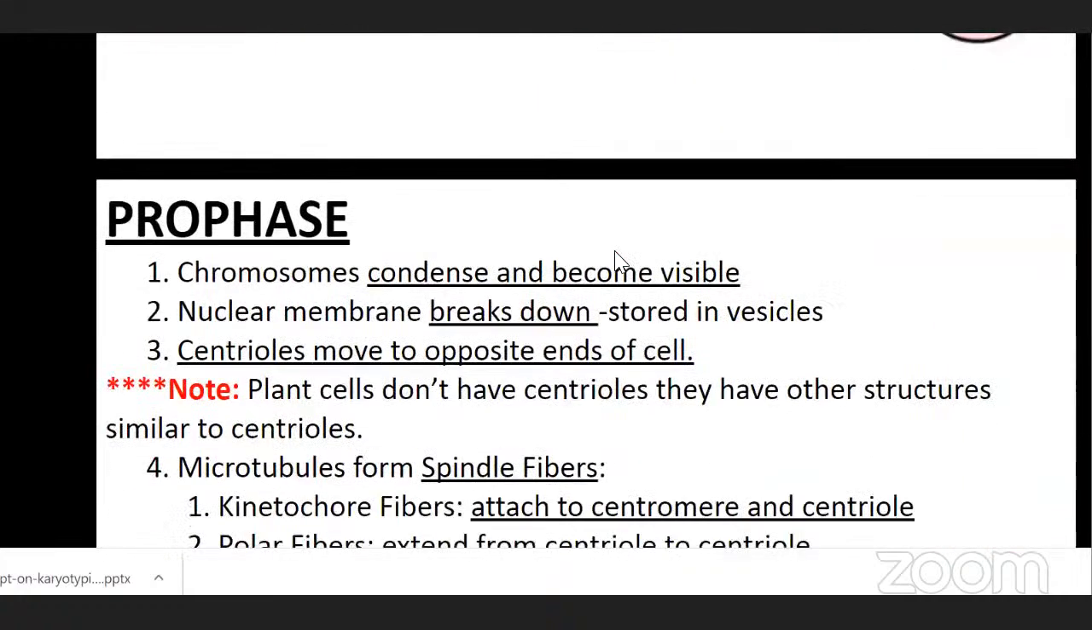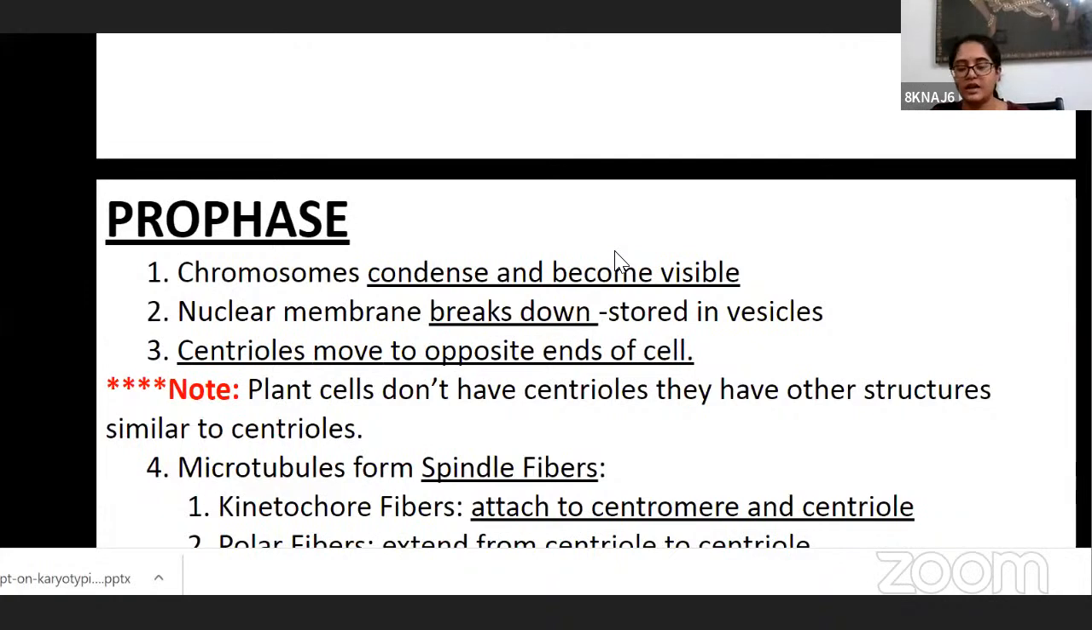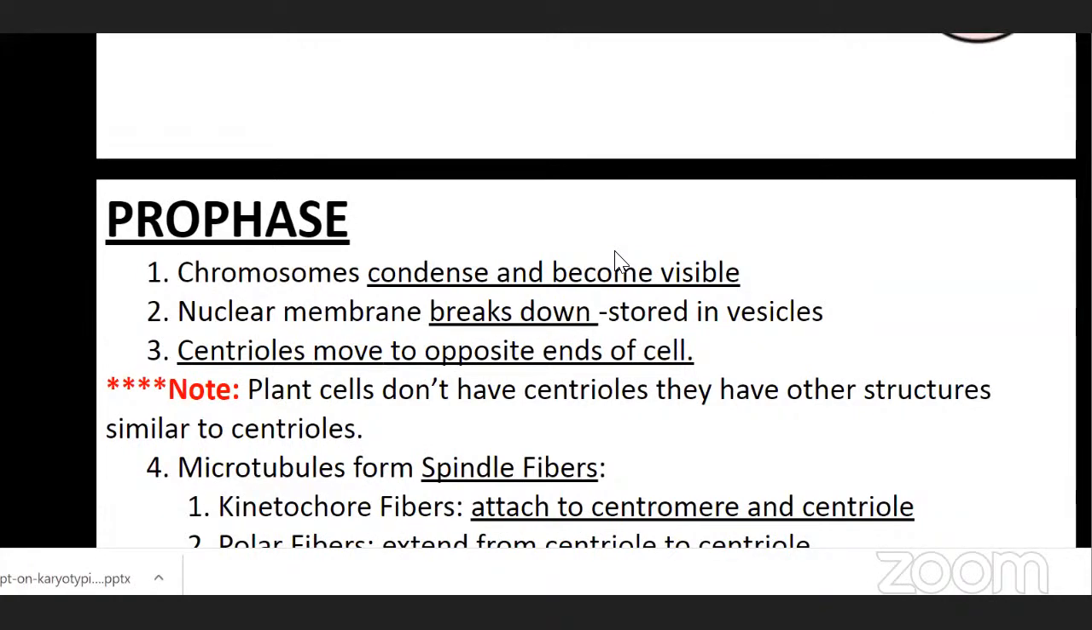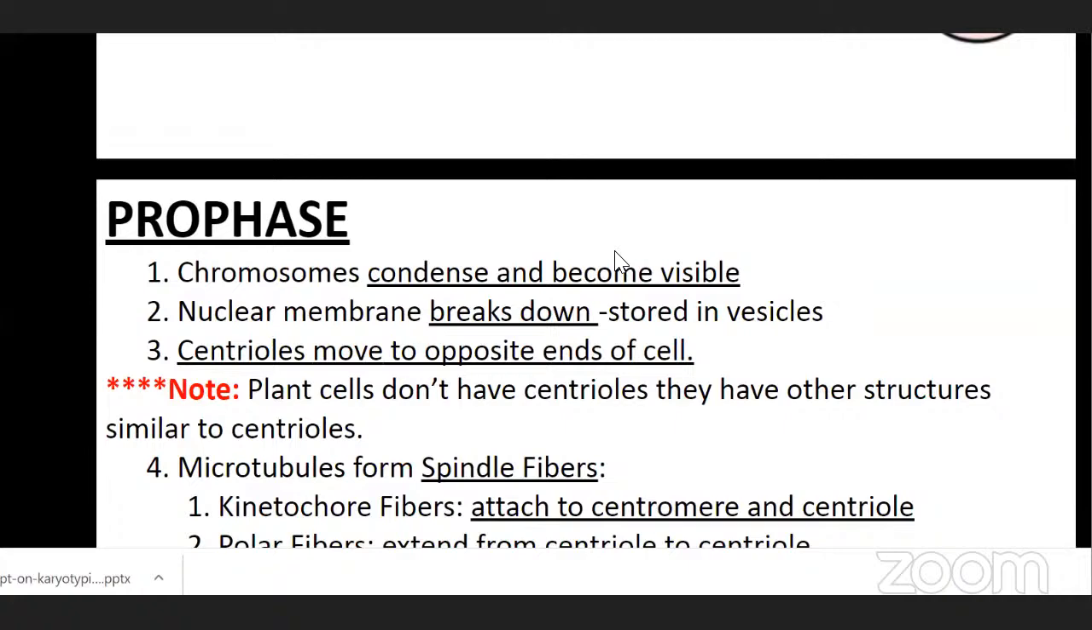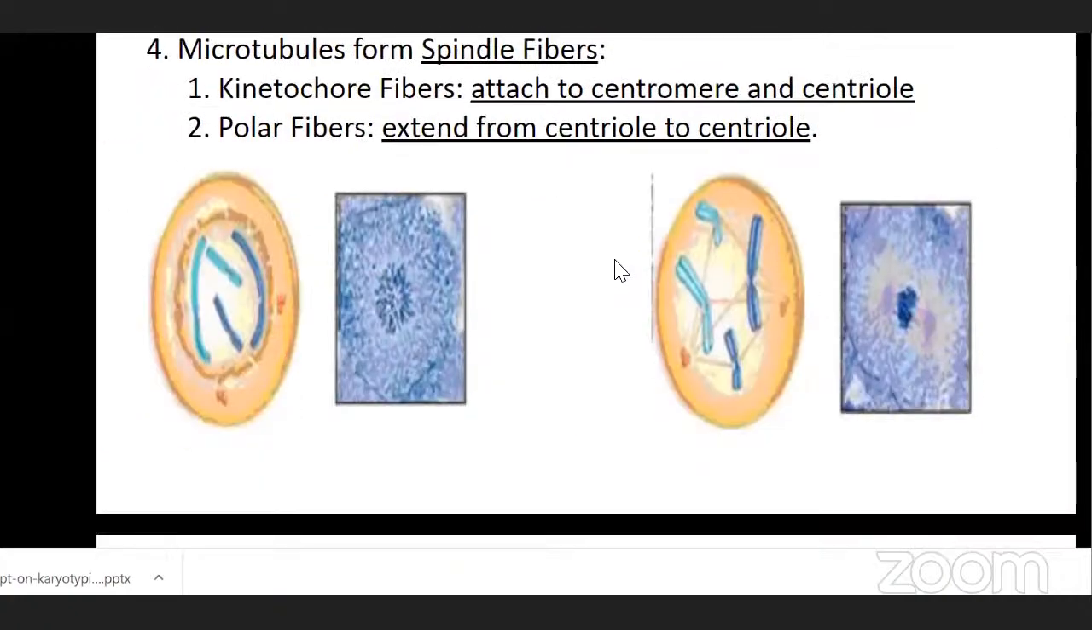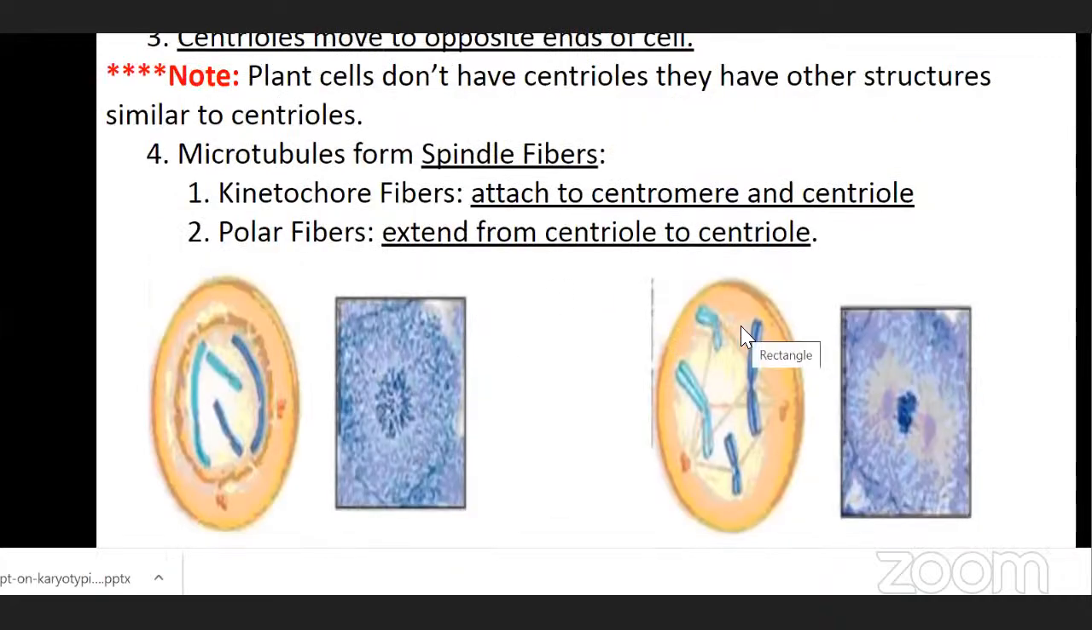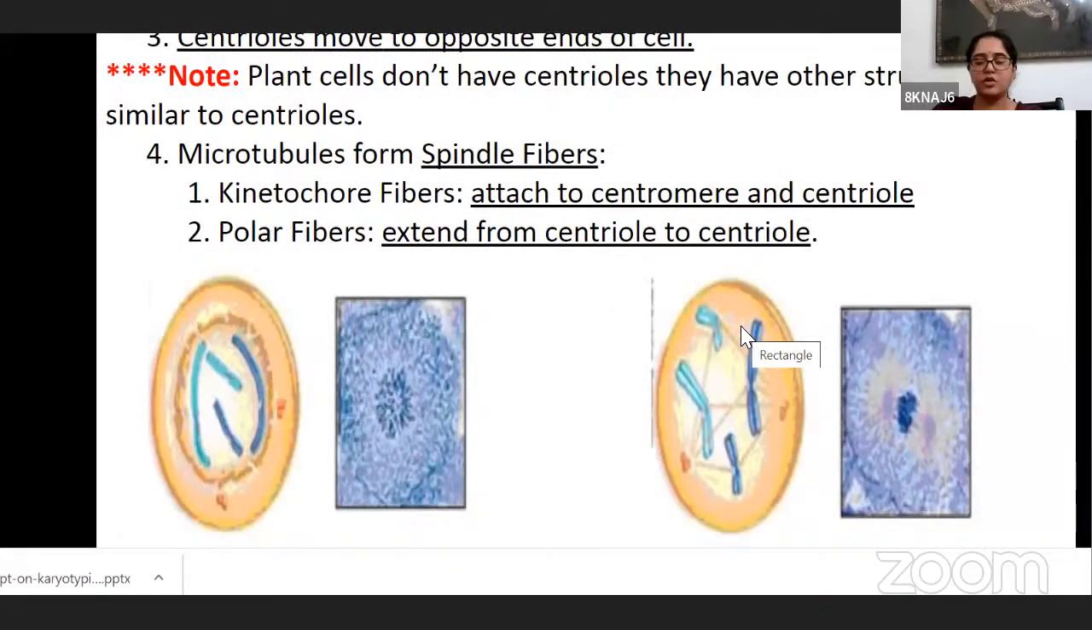In prophase, you can see that the chromatin becomes condensed. The chromosomes get condensed and are visible. Then the nuclear membrane breaks down, and the centrioles move to the opposite ends of the cell. So this is how it is in the case of prophase.